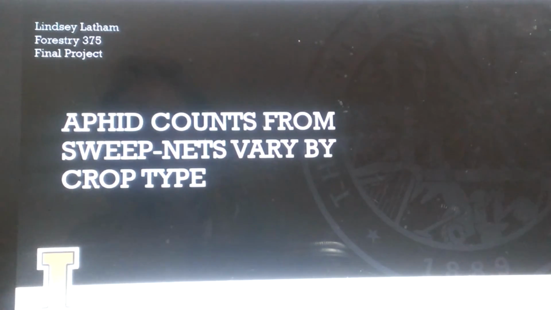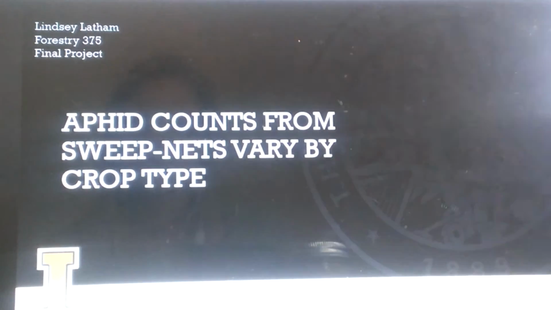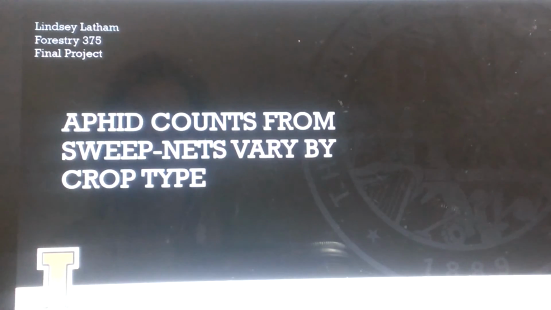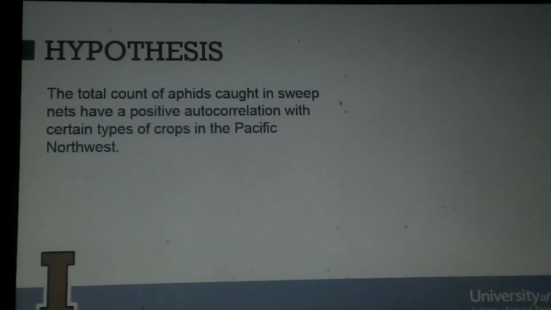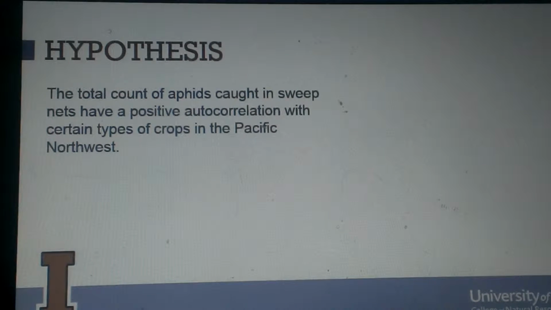For my project, I wanted to check the aphid counts from sweep nets and how they varied by crop type. So my hypothesis is that the number of aphids caught in sweep net traps around the Pacific Northwest would have a positive autocorrelation with crop types in the particular location. For example, crops such as cabbage and kale would have a higher aphid count than unused or fallow land.